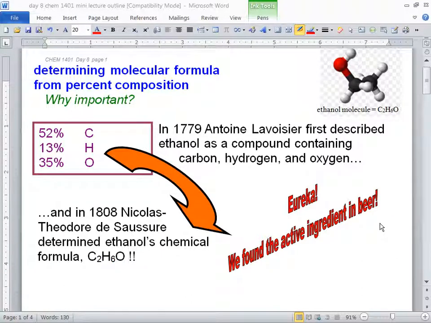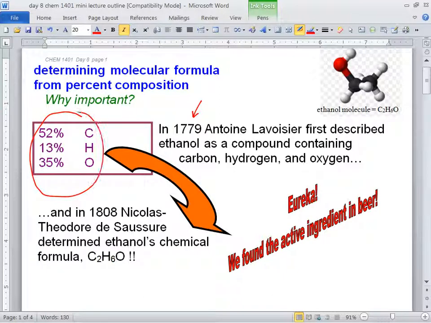So we are going to start with trying to figure out the molecular formula from percent composition. And the whole thing kind of started in 1779 with Antoine Lavoisier. My French is horrible. But he found ethanol to contain carbon, hydrogen, and oxygen. So this is what they call percent composition. They'll take an element, purify it, and they'll find out the percent of each element in that compound. That's called percent composition. So this compound had 52% carbon, 13% hydrogen, and 35% oxygen.